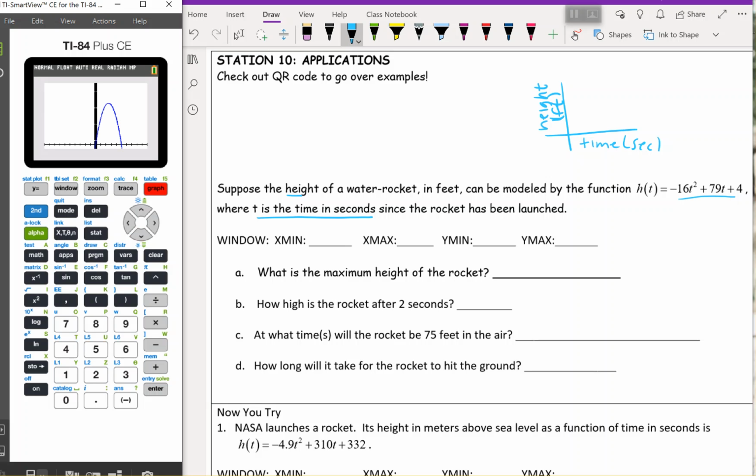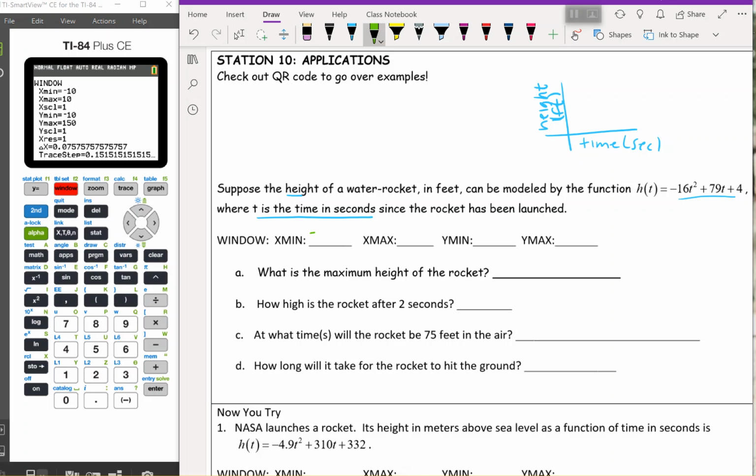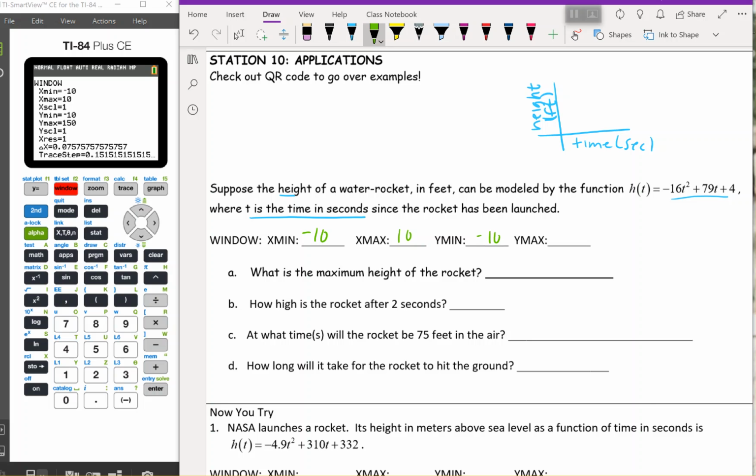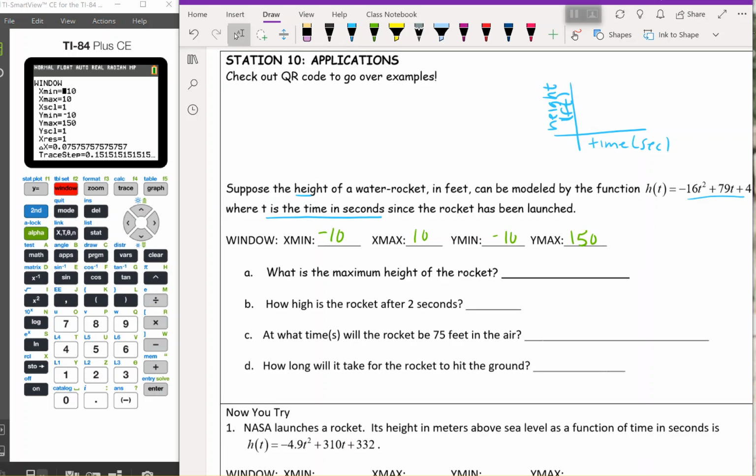There we go. So right here where it says window, it says x min, which is the lowest x. So for us, the lowest x we put was negative 10, and the highest x was positive 10. And the lowest y was negative 10, and the highest y was 150. And I'm just getting that from the window screen on my calculator, okay?